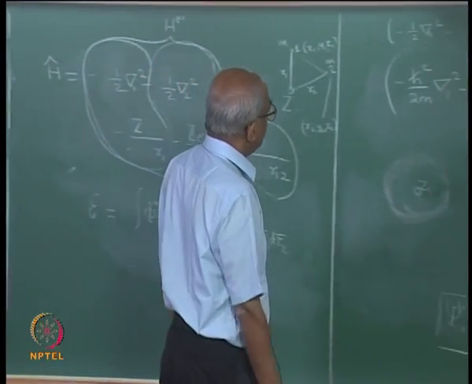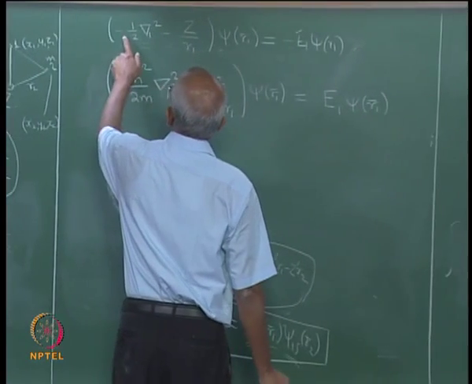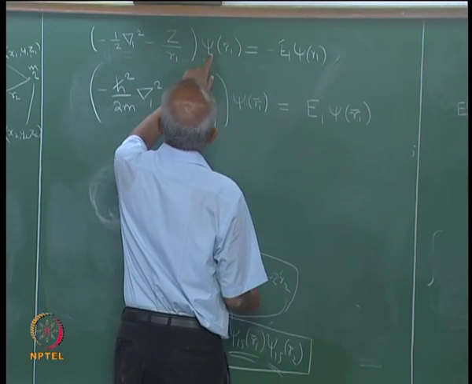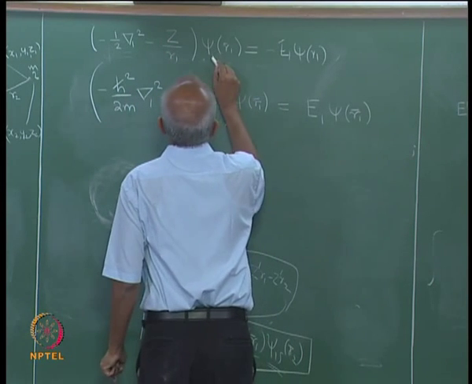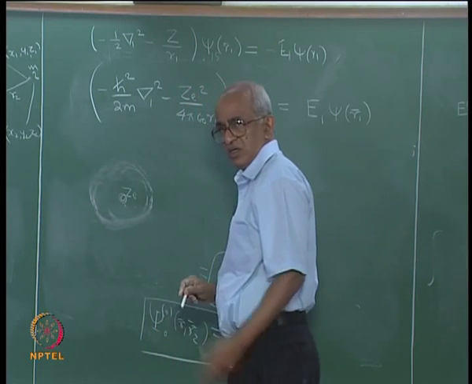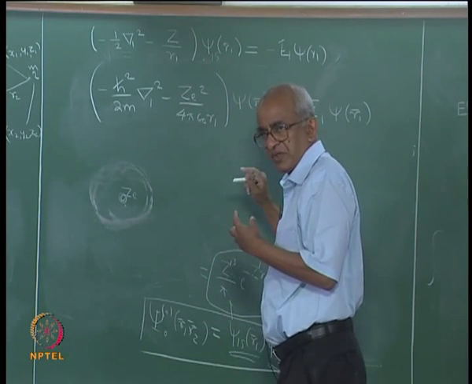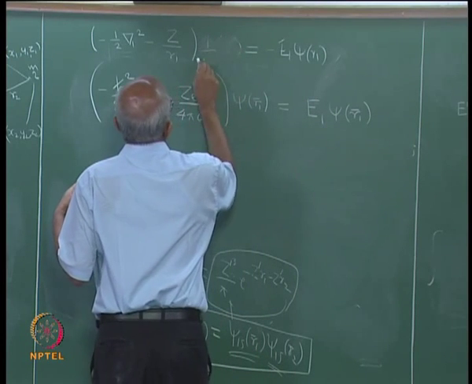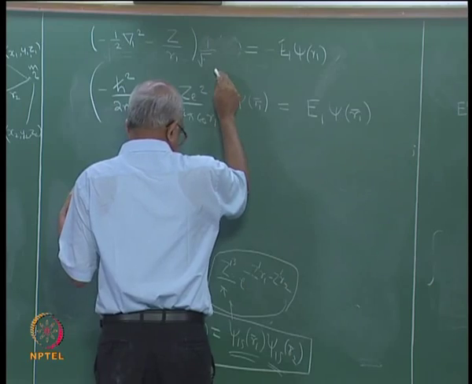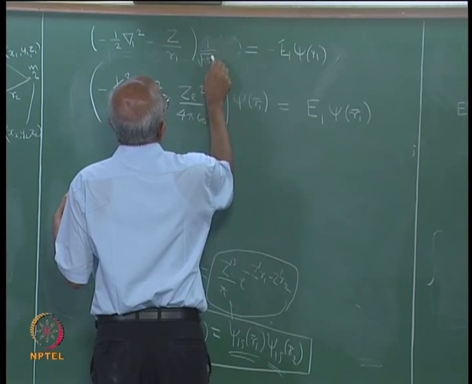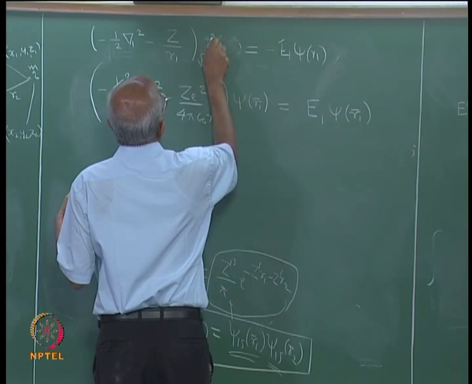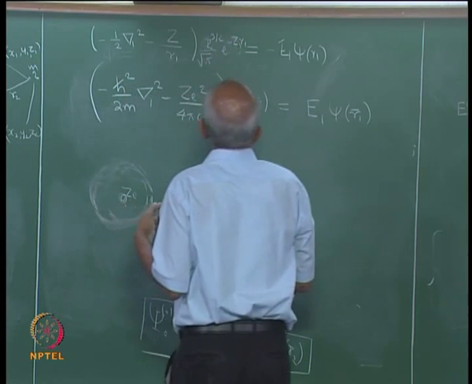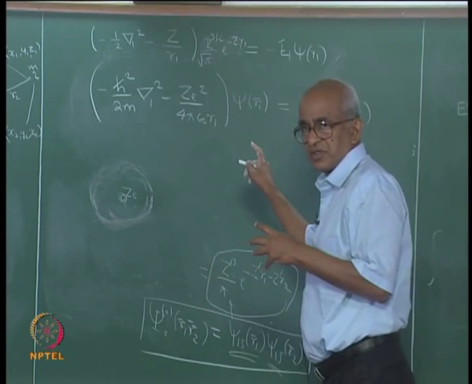Now let me remind you of this. Minus half del square minus Z over R1, the nuclear charge divided by R1, operating upon psi 1s. This is the unperturbed problem, if you remember. If I wrote the wave function explicitly, it will be 1 by square root of pi, Z to the power of 3 by 2, e to the power of minus Z R1. That is the ground state wave function.